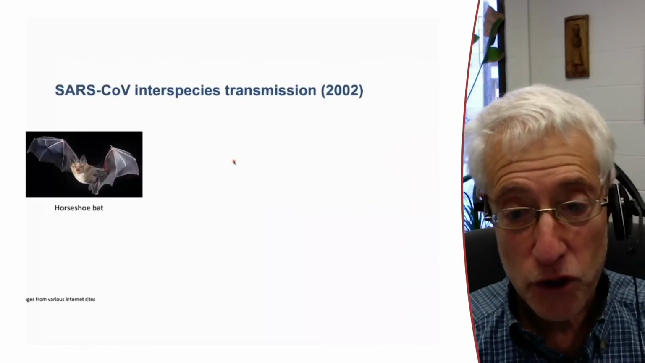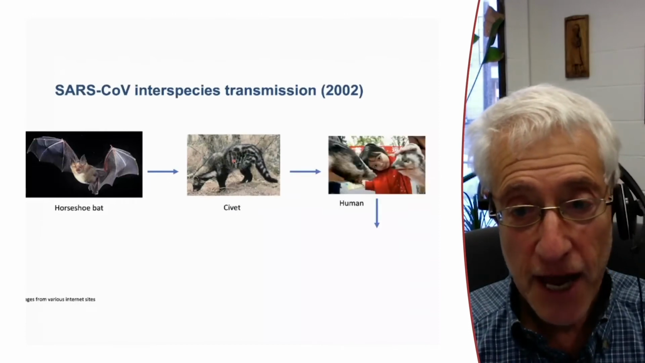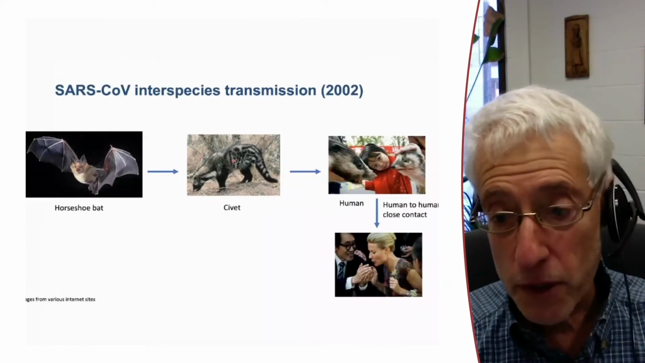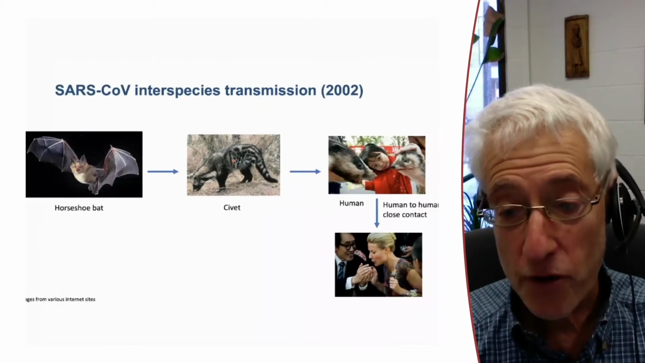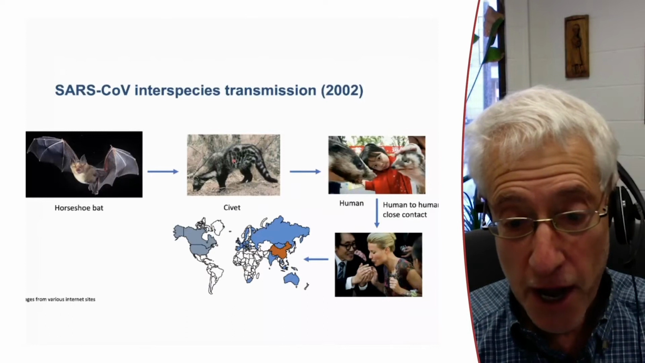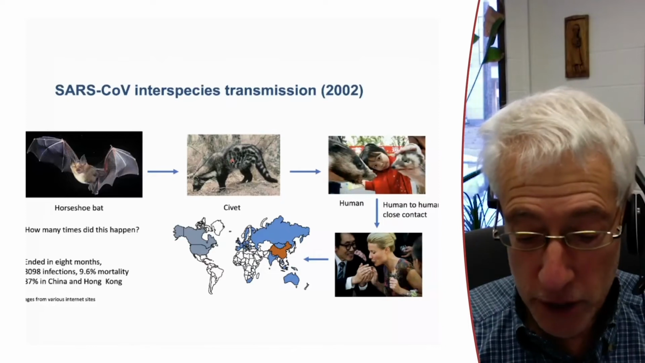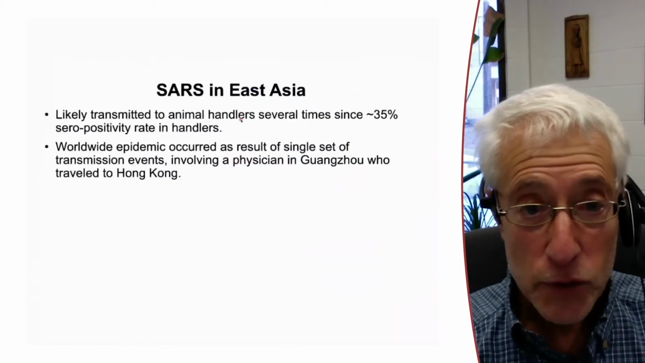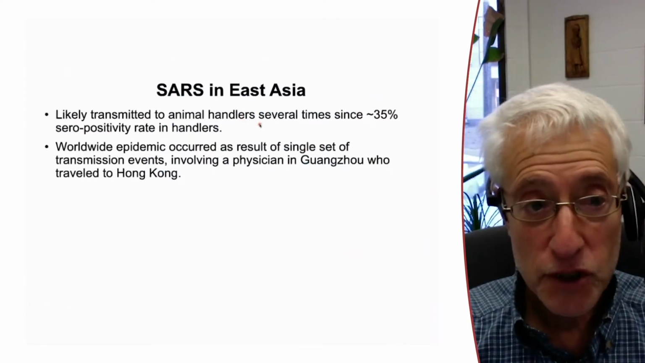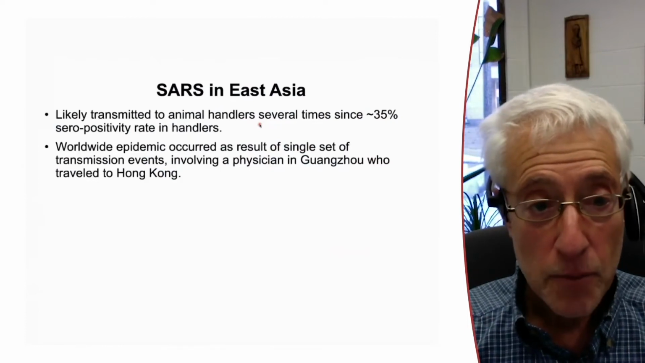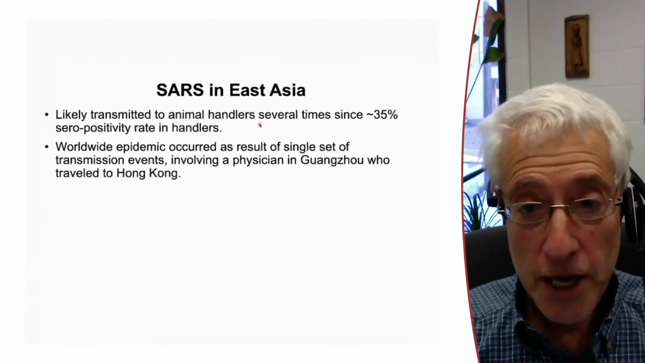And we know that these viruses cross species many times to infect people. So we know they're originally a bat virus. They infect these civet cats and raccoon dogs, and then infected humans. Humans spread, but close contact was required for spread, and people had to be sick for spread to occur. And then this was mostly a disease in China, and it spread elsewhere around the world, but as I said, ended in 2004. So the virus was likely transmitted to animal handlers several times because there was a 35% seropositivity, but the epidemic occurred because there was a single set of transmission events involving a physician in Guangzhou who traveled to Hong Kong.